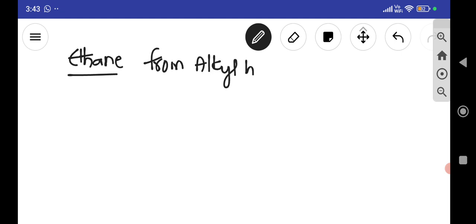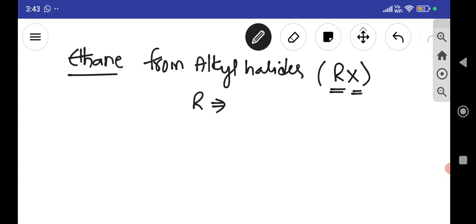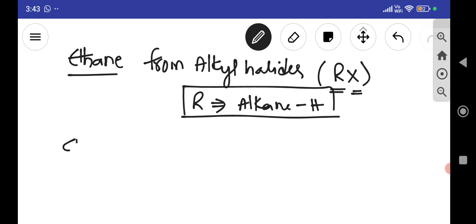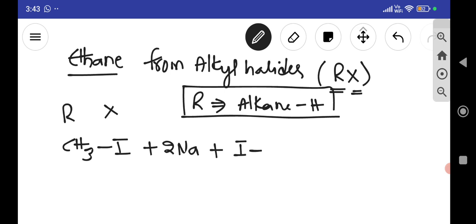Next, an important reaction is how to prepare ethane, only ethane, from alkyl halides; methane cannot be prepared this way. Remember RX is the representation. What is the R group? R group is alkyl, X is halogen. You know very well how you get alkyl groups: by taking alkane minus 1 hydrogen, which we have seen in the previous classes. So you take CH3I, where CH3 is R and I is X. So methyl iodide, plus sodium, and again you add methyl iodide.